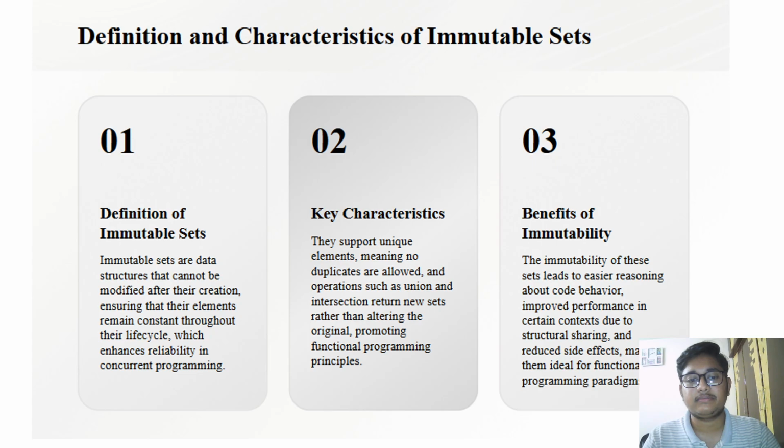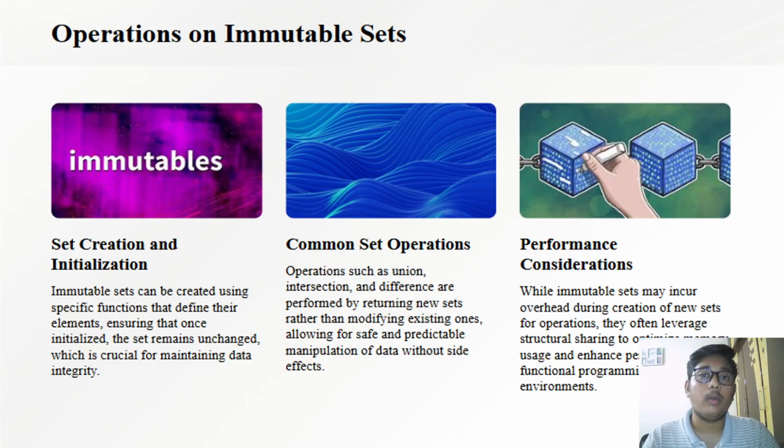Key characteristics. They support unique elements, meaning no duplicates are allowed, and operations such as union and intersection return new sets, leaving the original unchanged, promoting functional programming principles. Under the third category, benefits of immutability. The immutability of these sets leads to easier reasoning about code behavior in certain contexts, due to structural sharing and reduced side effects.